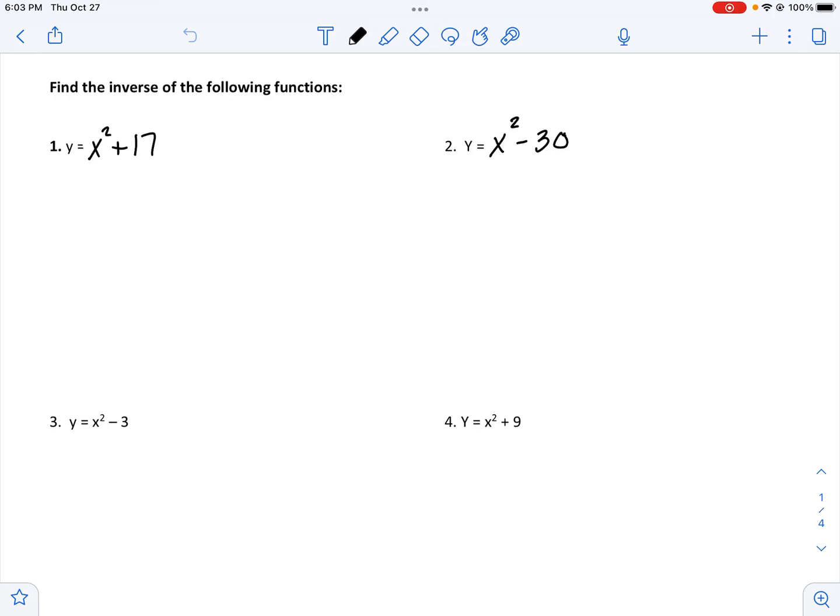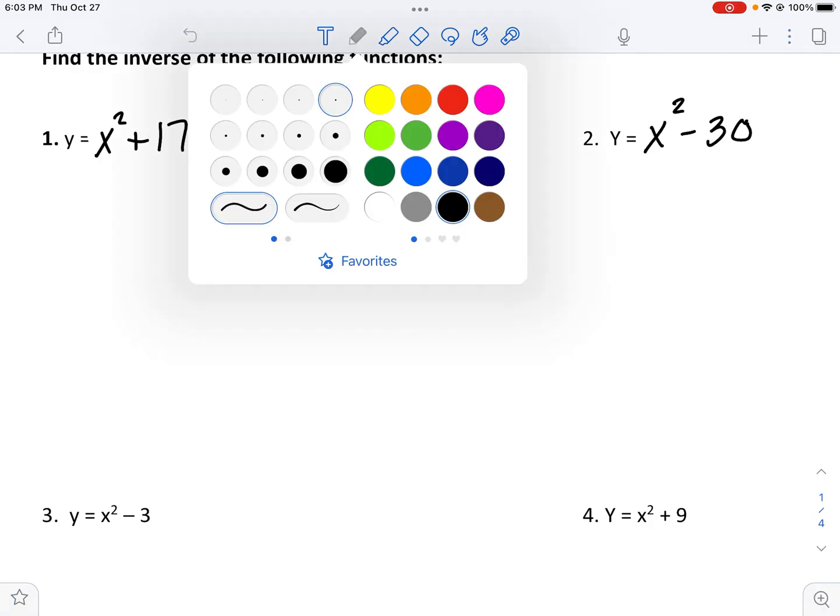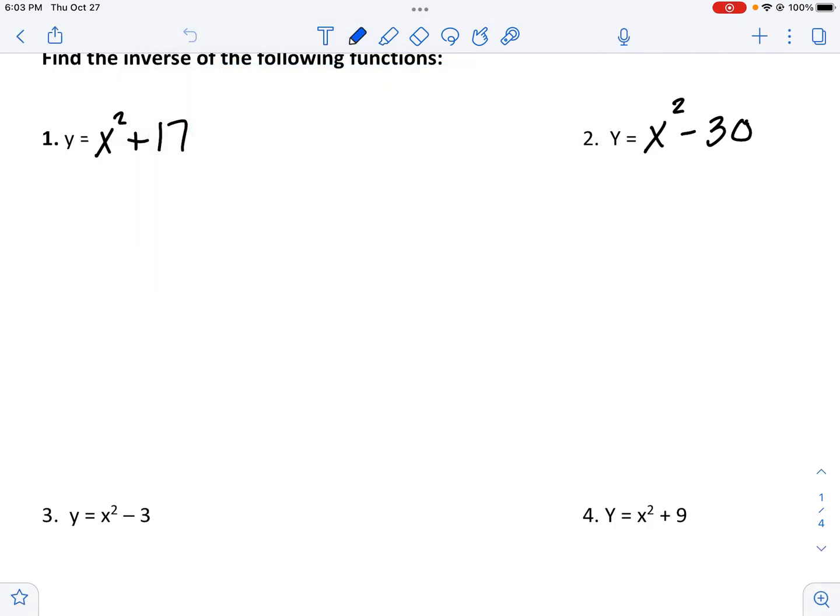On this video, we're going to look at how to find the inverse of a quadratic function. In this case, I do not have any parentheses, at least on these first four examples. So what I want to do is, first of all, switch your x and y.